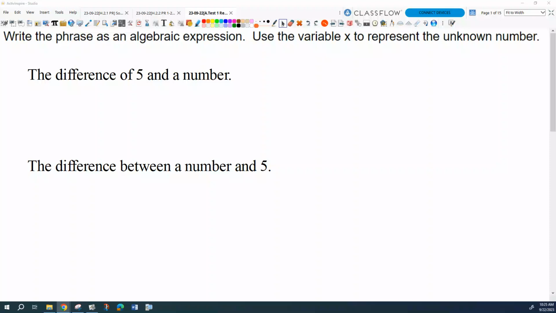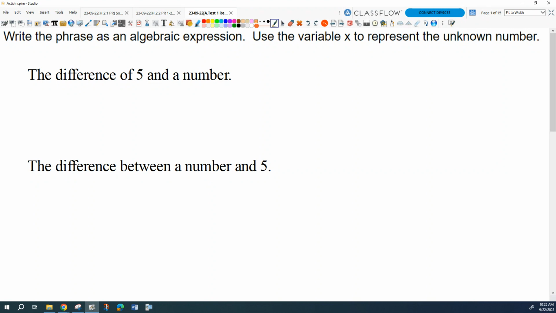Let's review. This is a little bit mathematical, I guess, right here, right? Converting from words into math. We had a little bit of order of operations stuff, so not a ton. But let's take an opportunity and review some of this stuff here. So how would we say the difference of 5 and a number?